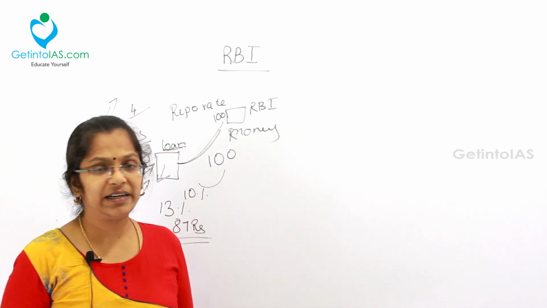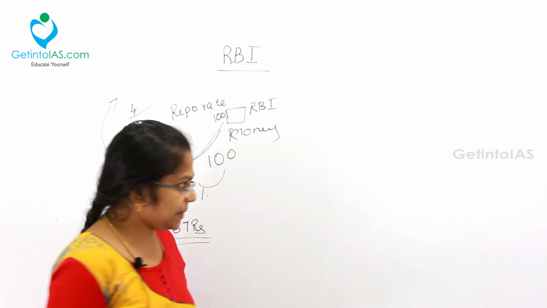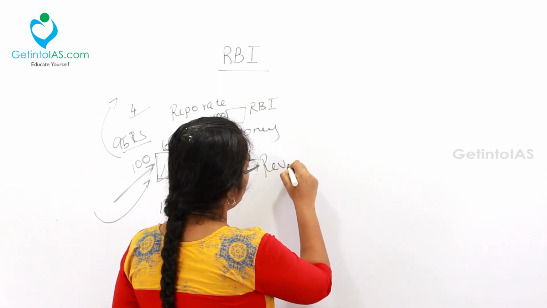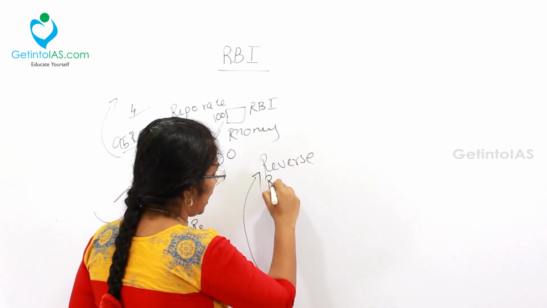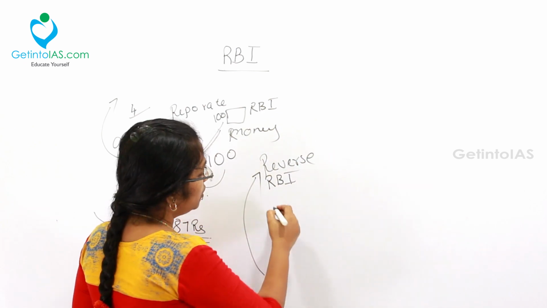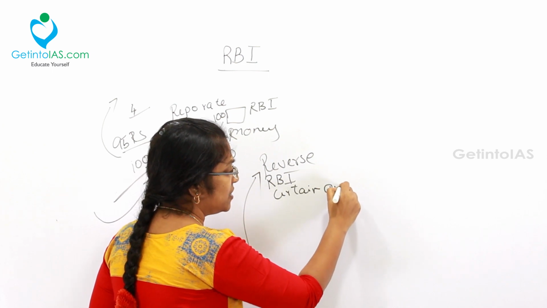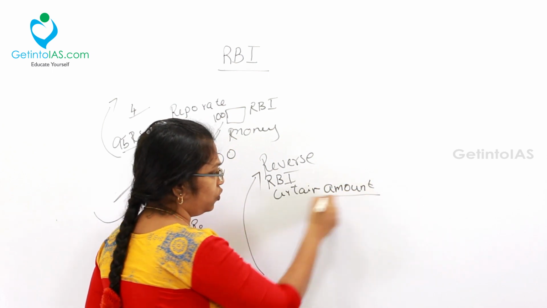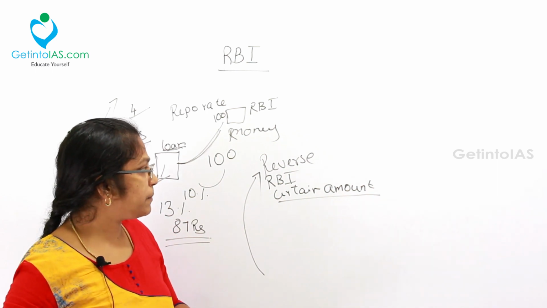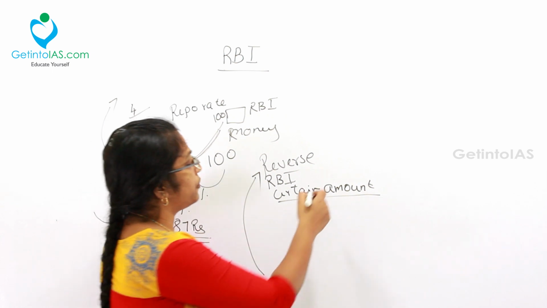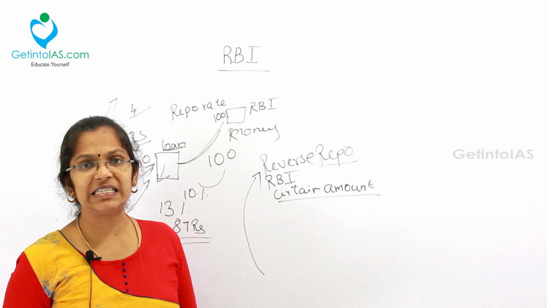Now, let us come to reverse repo. How is this reverse repo going to affect it? See, I told you reverse repo means banks are going to deposit money in RBI for a certain amount of interest. What will the RBI do whenever there is inflation? The RBI will increase the reverse repo rate. Why? In what way will it help to reduce the money supply?